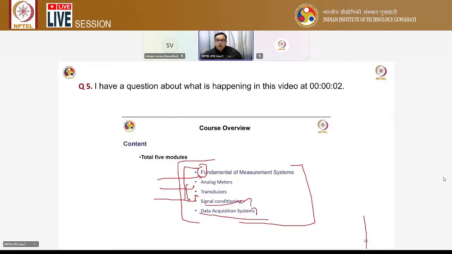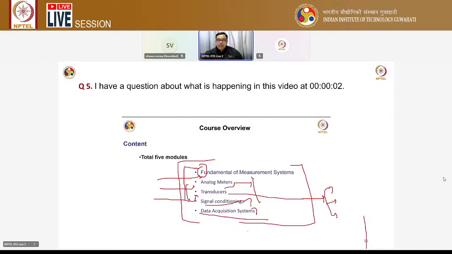I have also given you today the details of analog meters and what kind of meters we are going to discuss. Similarly, I have given you an overview of what kind of transducers we are going to learn to measure different physical quantities, including temperature, strain, force, pressure, and so on.